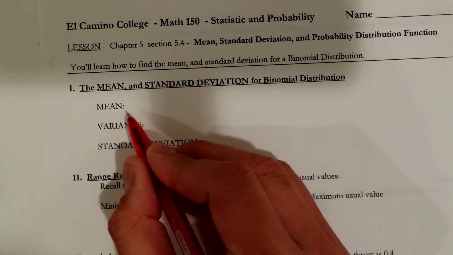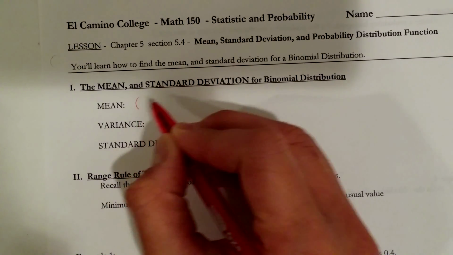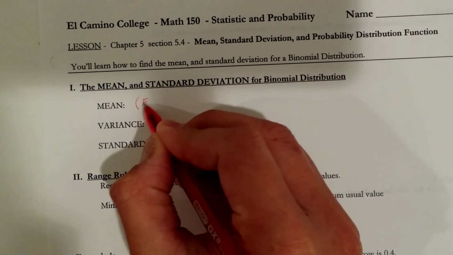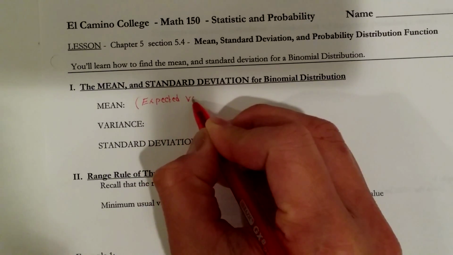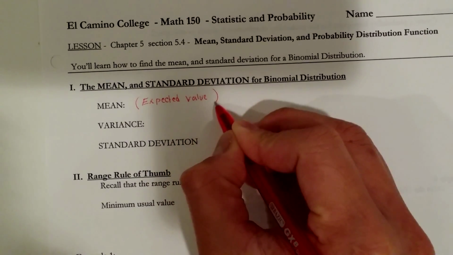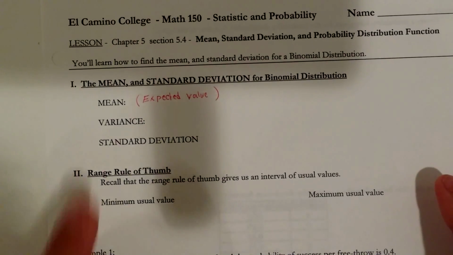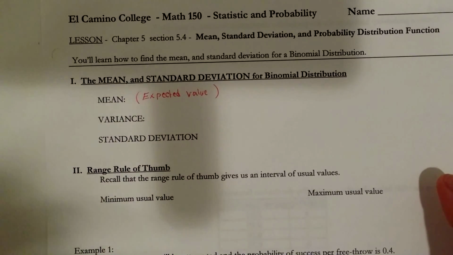Now, before I give you the formula for how to find the mean, I want you to know that another word that also means the mean is the word expected value. Expected value is a value that's expected, which is the average. So you might hear either these words or the word mean thrown out a lot.